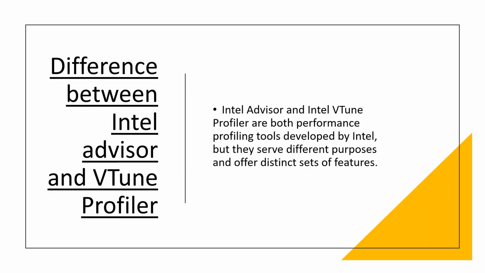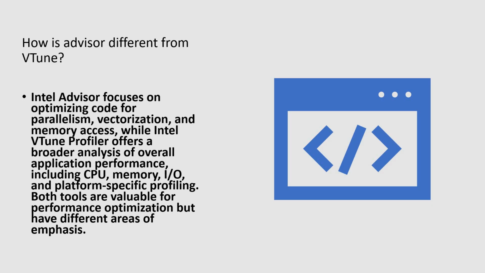Well, what is the difference between Advisor and VTune Profiler? They are two different tools. They are providing you performance profiling inputs, and they are developed by Intel. But there are different purposes and distinct sets of features provided for both of them. Intel Advisor mainly focuses on optimizing code for parallelism, vectorization, and memory access. But Intel VTune Profiler on the other side gives you a broader perspective of overall application performance, which includes CPU, memory, IO, and platform specific profiling. Both tools are very valuable for performance optimization, but they cover different areas of emphasis.